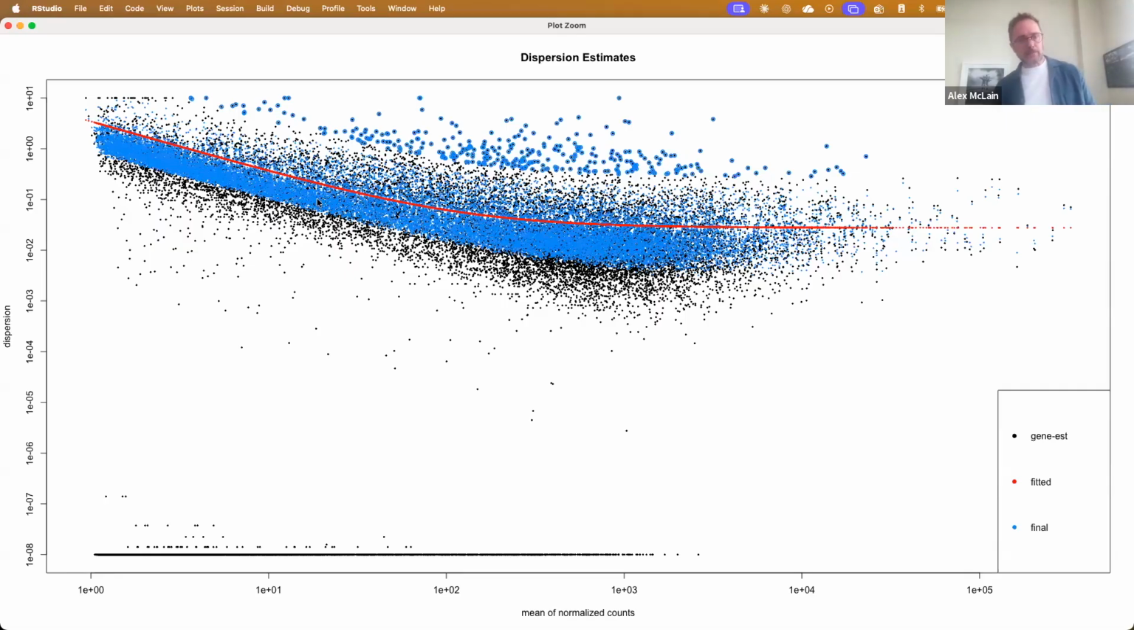One thing you may notice is that while we shrink all these low estimates up fairly close to the fitted line, we don't quite do the same for the estimates that are very high. These points up here barely get shrunk at all, and in fact, they look to be almost the same. So when the dispersion estimate is greater than the trend line suggests, the shrinkage is not as great as when the dispersion estimate is less than the trend line.